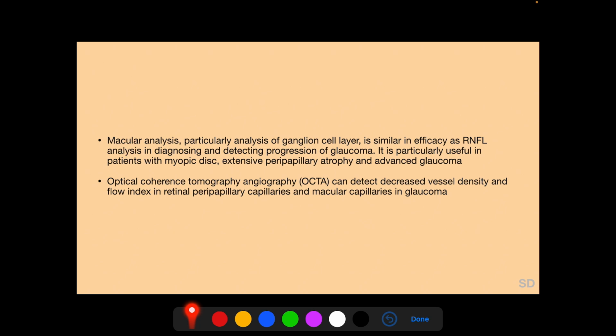Macular analysis, particularly analysis of ganglion cell layer, is similar in efficacy as RNFL analysis in diagnosing and detecting progression of glaucoma, and it is particularly useful in patients with myopic disc, extensive peripapillary atrophy, and advanced glaucoma. Optical coherence tomography angiography or OCTA can detect decreased vessel density and flow index in retinal peripapillary capillaries and macular capillaries in patients with glaucoma.